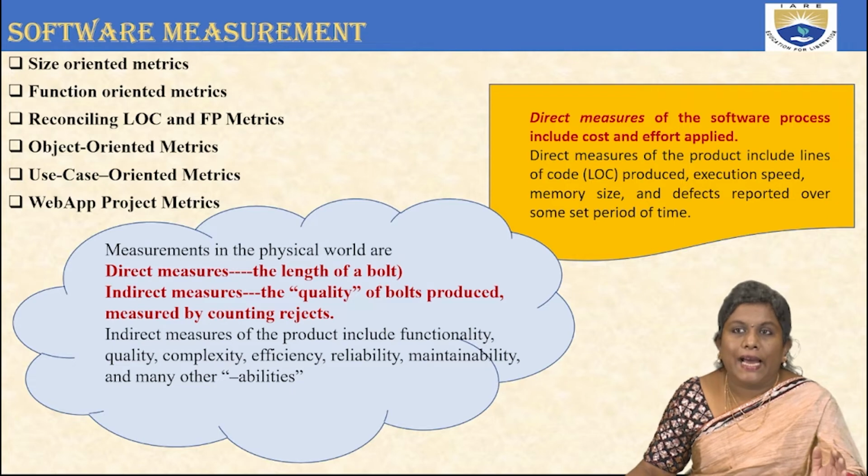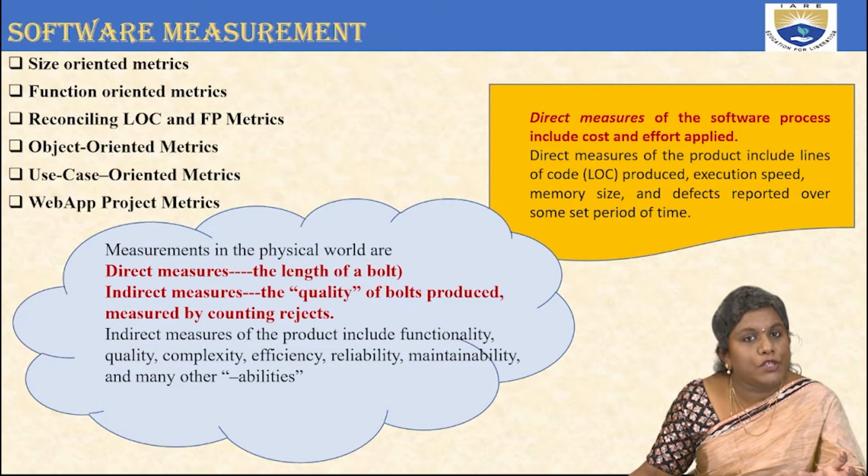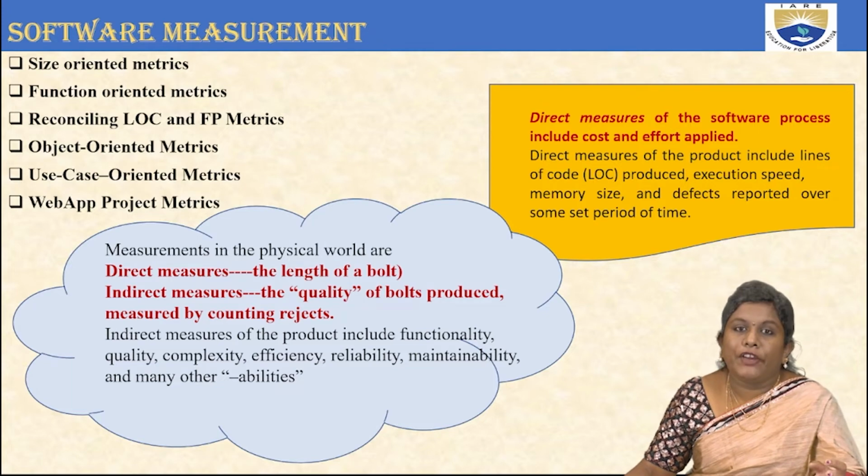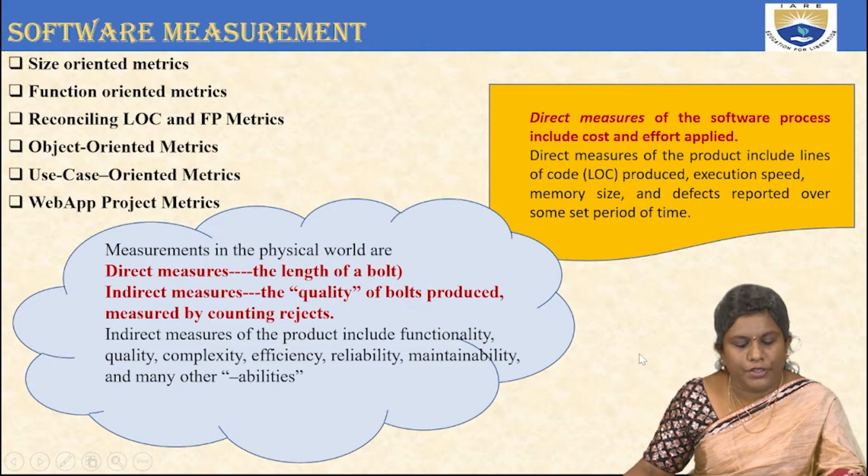I repeat, direct measures include the cost and effort that is being applied. Next, it also includes lines of code, the execution speed, the size of the memory, and the defects that are reported. That is all the things that have been specified for direct measures, right?